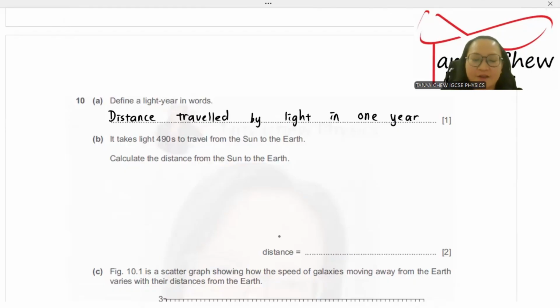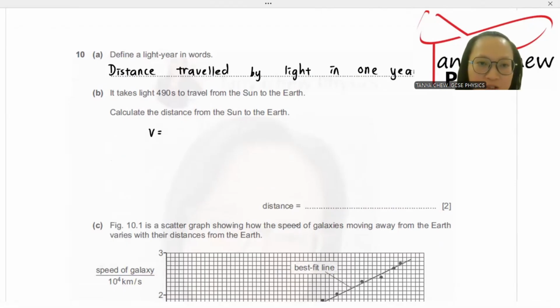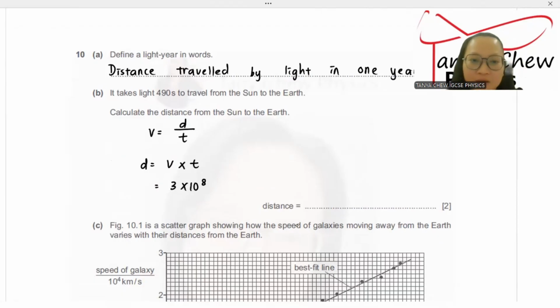B, it takes light 490 seconds to travel from the sun to the earth. Calculate the distance from the sun to the earth. Now, I am definitely going to use speed is equal to distance over time. I want to calculate the distance, so it is equal to speed times time. Speed is equal to 3 times 10 to the power of 8. That is the speed of light. Times the time, 490 seconds.